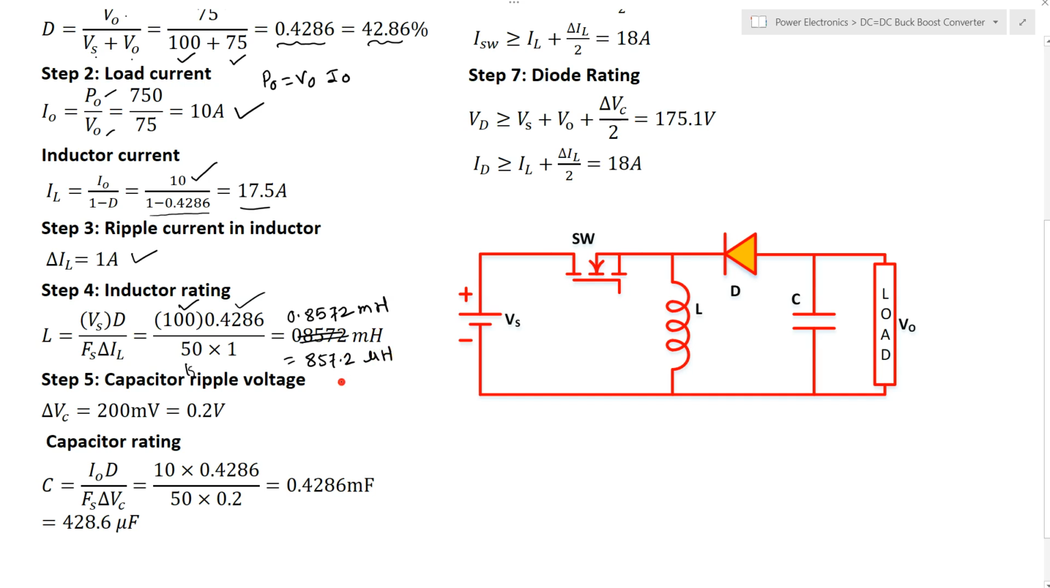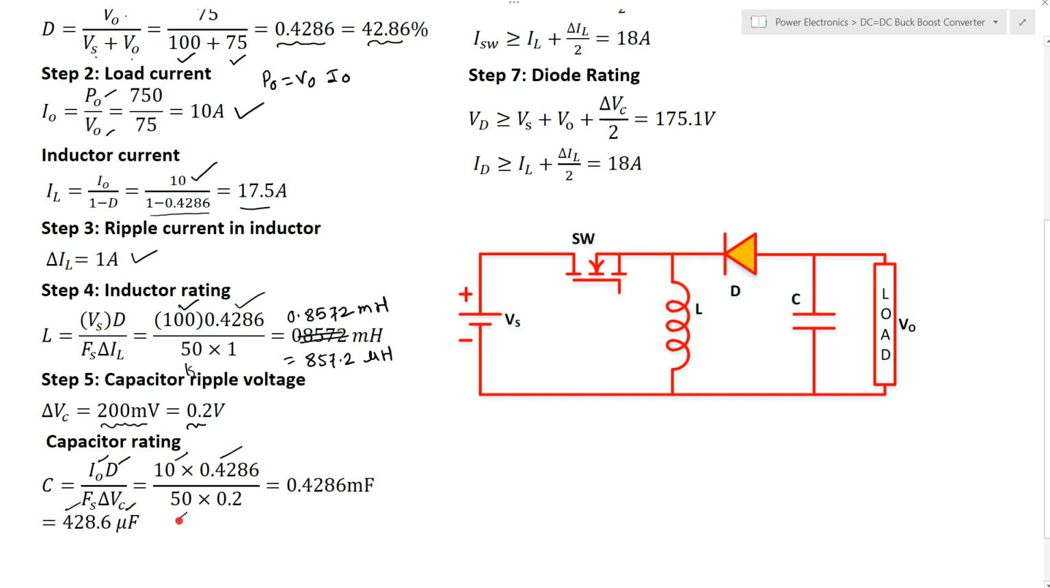Now let us calculate the capacitor ripple voltage. The capacitor ripple voltage is given in the problem itself, that is 200 millivolt, that is 0.2 volt. From that, what is the value of capacitance? Capacitance is given by I0 D upon Fs into delta VC. The I0 value is 10 ampere. Duty cycle is 0.4286.